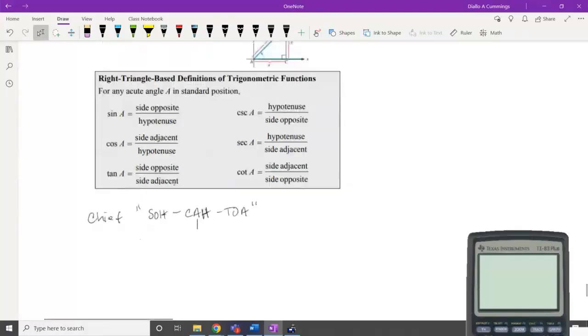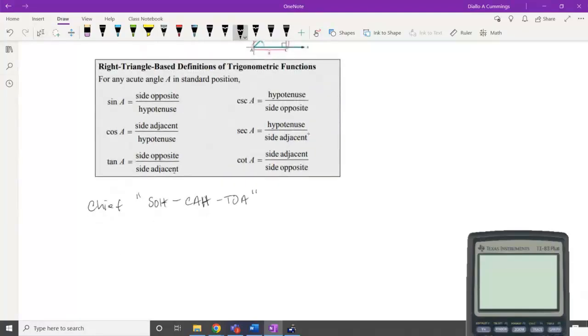There's another slogan. One says Oscar had a heap of apples. Anybody ever heard of that one? It alludes to the same thing. Oscar had, that's the sine. A heap, that's the adjacent over the hypotenuse, which is the cosine. And then of apples is the tangent.